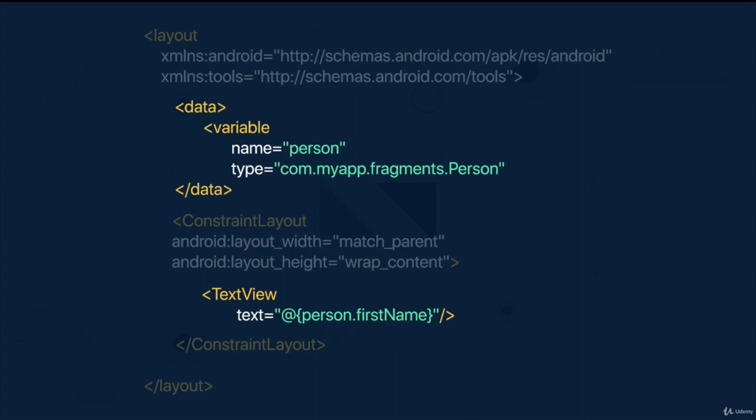So for example, we can use it to set the text to our text view, but we need to follow the proper syntax. So if you want to reference your variable fields, then you need to use @ sign with curly brackets, and inside you would specify your variable. And this way we have avoided writing boilerplate code in our fragment class, and instead we have specified the text directly on our text view in this case.